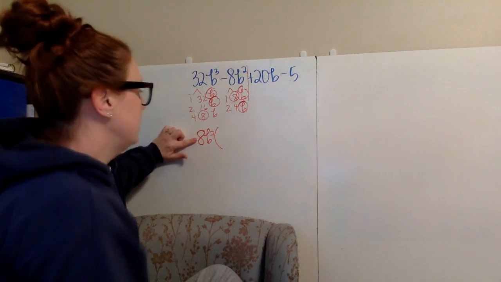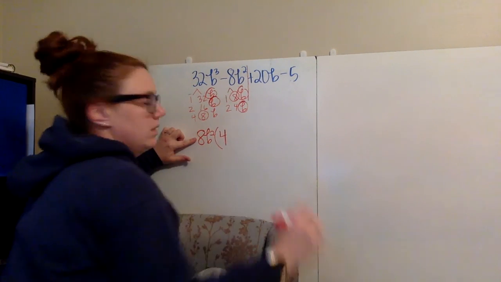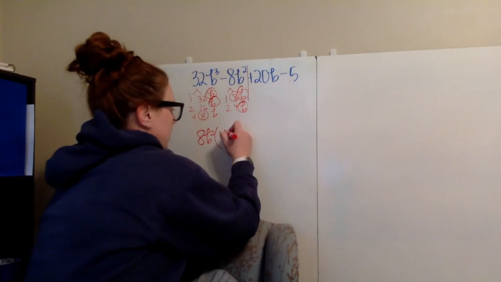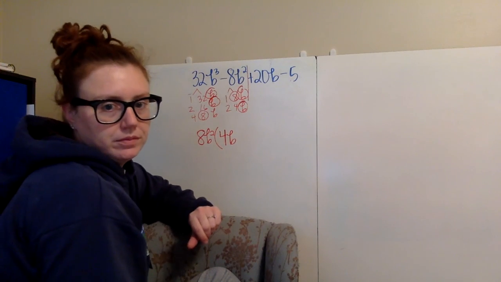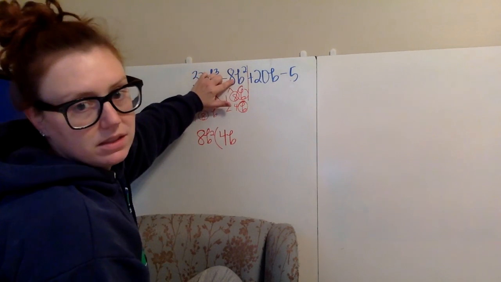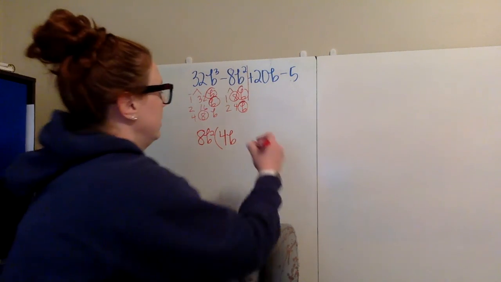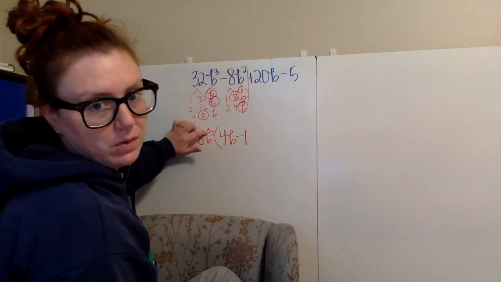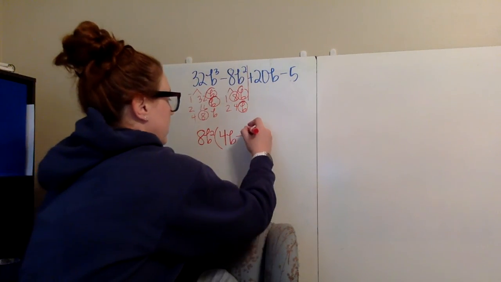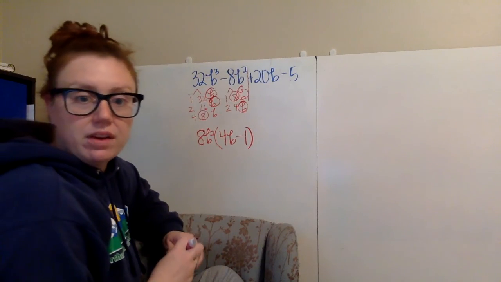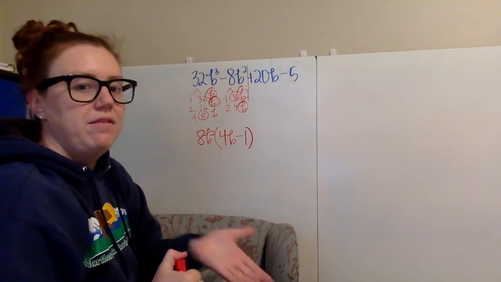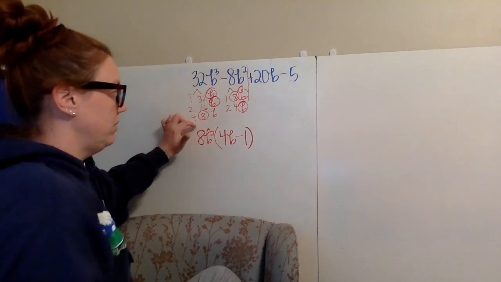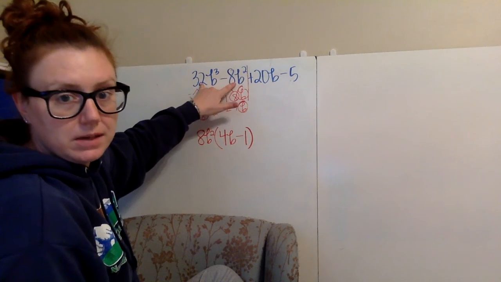32 divided by 8 is 4. B to the third divided by b squared is b. Negative 8 divided by 8 is negative 1. And b squared divided by b squared cancels out. So I factored the first half. I found the GCF of the first half, and I factored that GCF out. So this is my problem. If I was going to distribute this, I would get this answer up here.